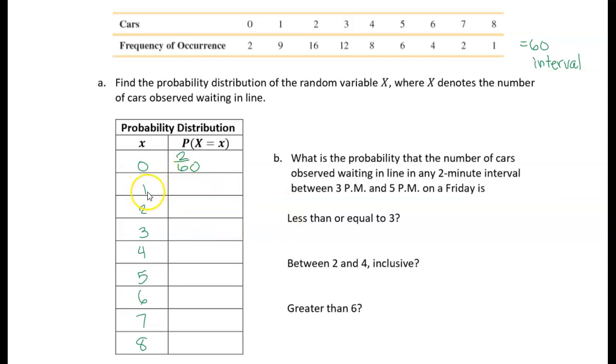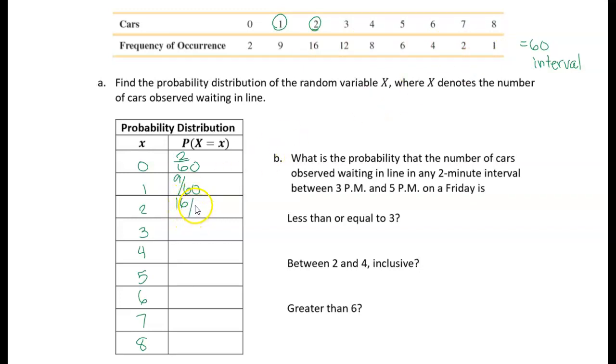So how many times did they record 1 car waiting in line? Well, here's one car waiting in line, and apparently in 9 different intervals they recorded 9. So 9 out of 60 intervals, they recorded one car waiting in line. All right. How many times did they record 2 cars waiting in line? Well, here's the 2 cars waiting in line. 16 out of the 60 intervals had 2 cars waiting in line.